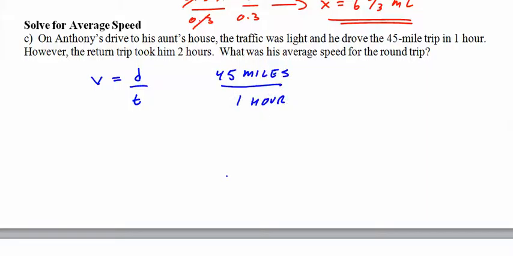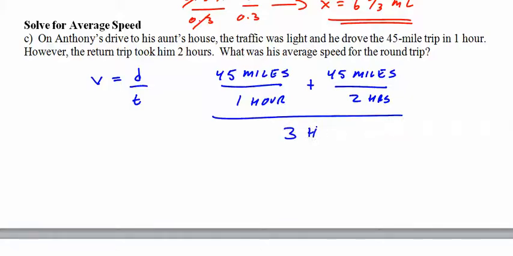Return trip took him 2 hours. What was his average speed? Well, now he went 45 miles in 2 hours. You might think, well, that's it. Just add them up. I'm done. That gives me average speed. Well, no, I got to divide. How many total hours? This is like the average example I did all the way up above. So we get 45 plus 22.5, 67.5 over 3.